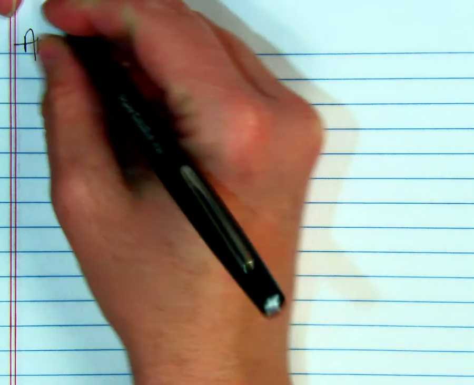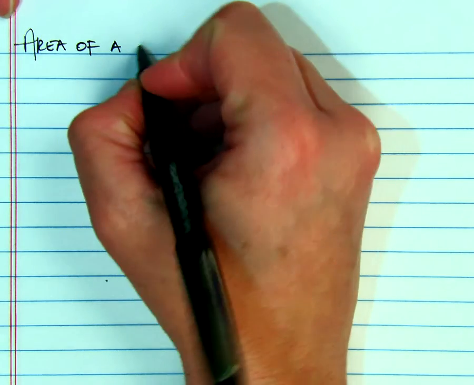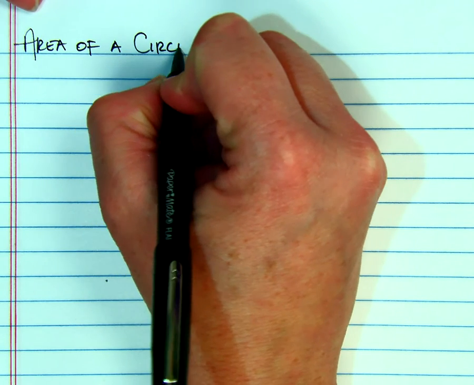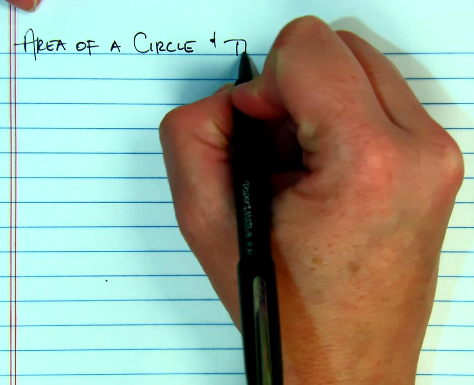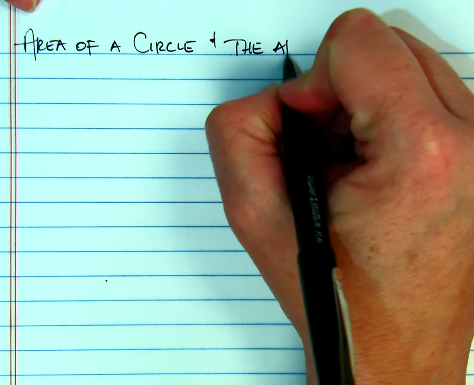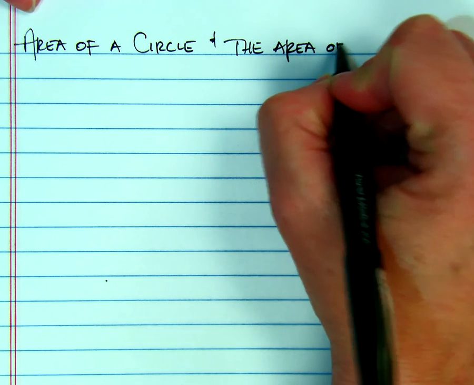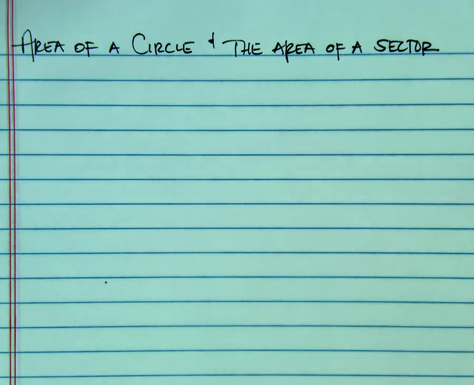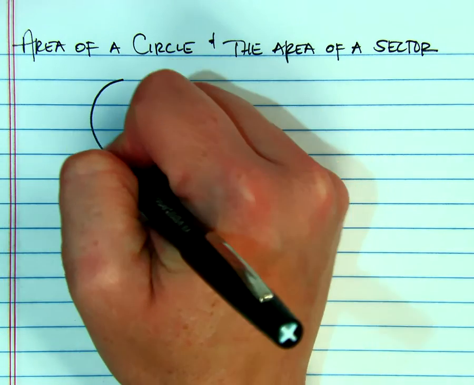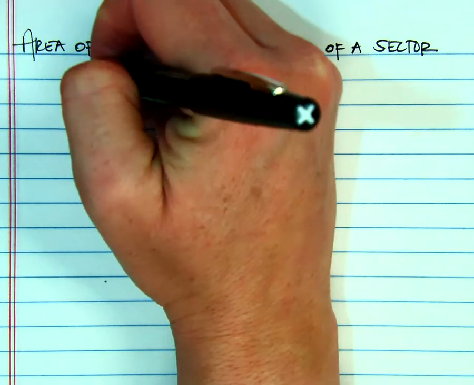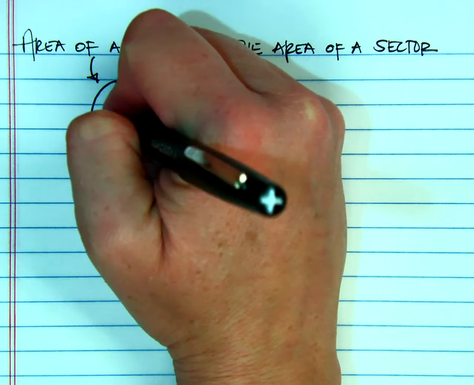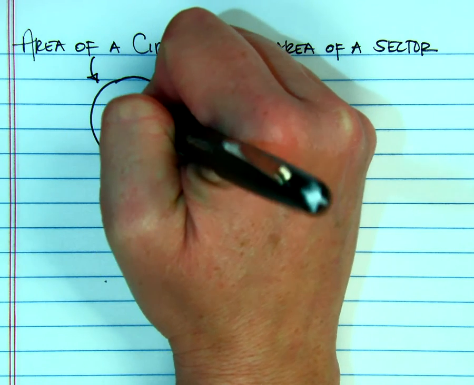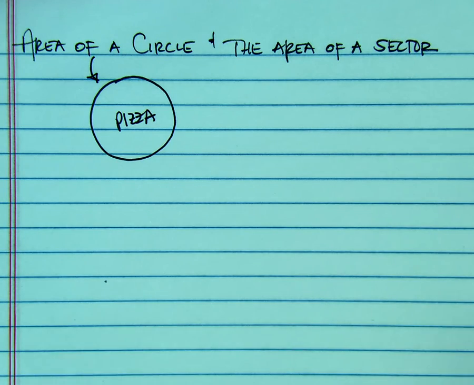Okay, so we are going to talk about the relationship between the area of a circle and the area of a sector. Okay, so the area of a circle, I think of it as the whole pizza. The area of a circle is the whole pizza.